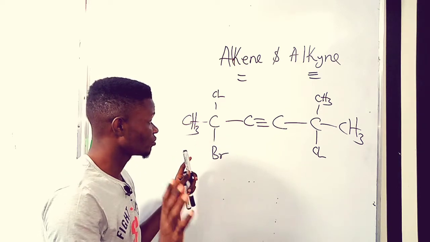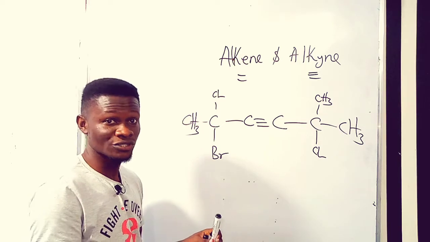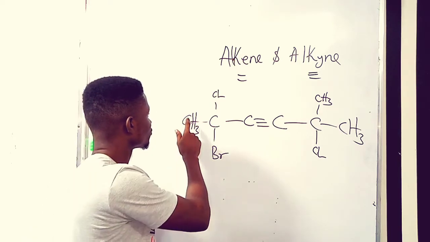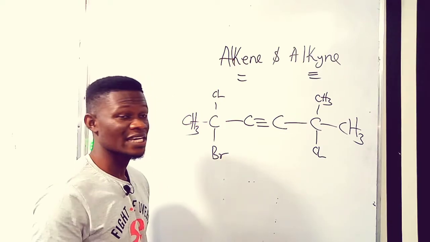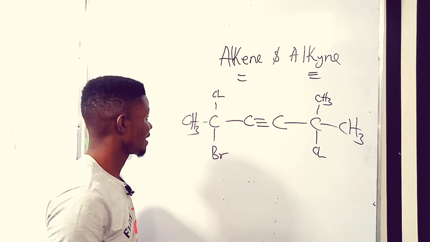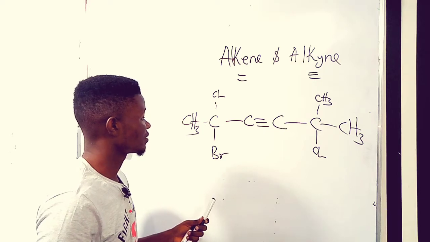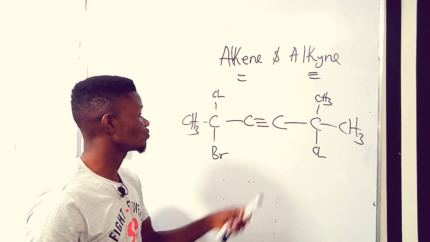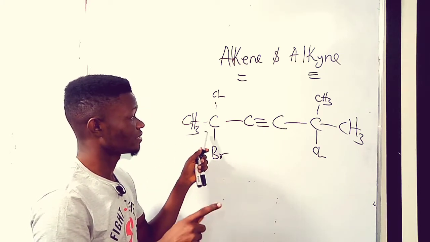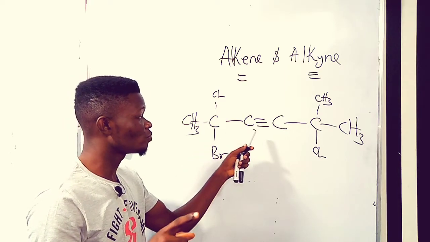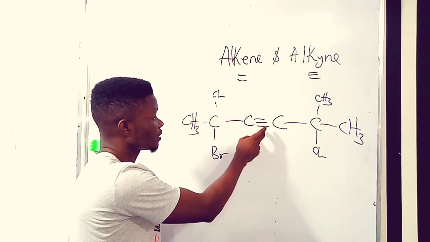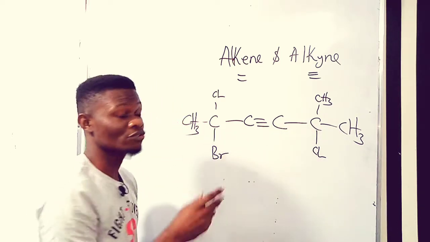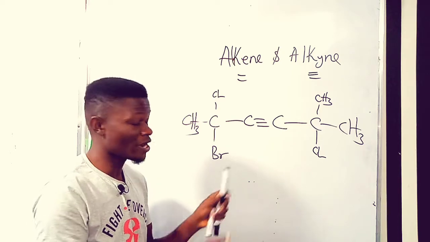The next thing we are going to look at first is to count the longest continuous chain to get the parent's name, which is 1, 2, 3, 4, 5, 6. All right, so we are looking at what? Hexyne. All right, the next thing we are going to look at is the attachment of the what? The substituents. Second, let's look at where the triple bond is positioned. That is a multiple bond. And look now, 1 2 3. So it's at the middle, so anywhere goes.